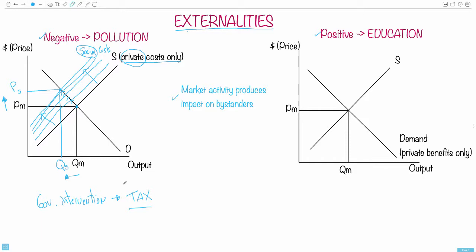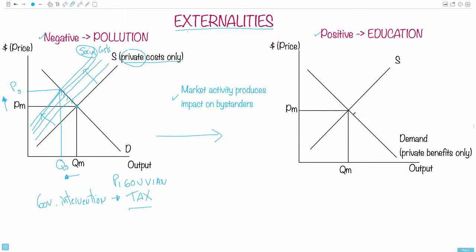So this is essentially how governments deal with a negative externality. They impose a Pigouvian tax. Let me write this down. Pigou, that's the last name, and it's called a Pigouvian tax. All right. Now let's move on to the other case.